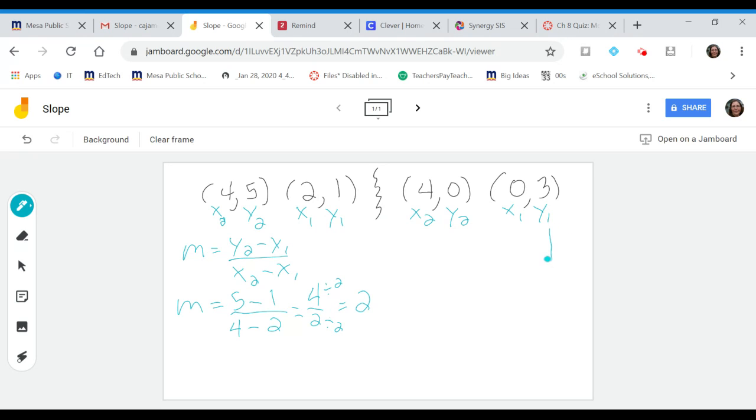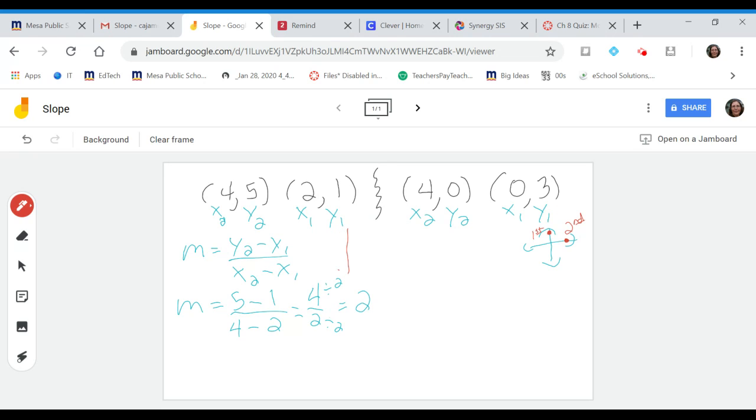And then for this next one, so if I graph this, I'm just going to do a short little graph right here. So if I was to graph this one, so this point 4, 0, so I would go over 4, 0 would be right here. And then that point for 0, 3 would be right here. Okay, so that second one would be here. So this would be the first one. And this would be the second one.